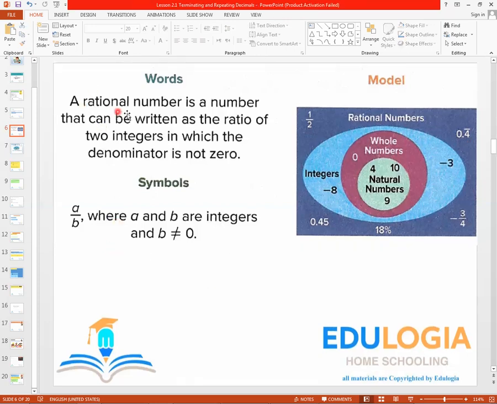So, in words, a rational number is a number that is the ratio of two integers in which the denominator isn't zero. Once again, in symbols, the number a over b, where a and b are integers and b doesn't equal zero. This is the definition of the rational numbers, and how they differ from whole numbers, integers, and natural numbers.